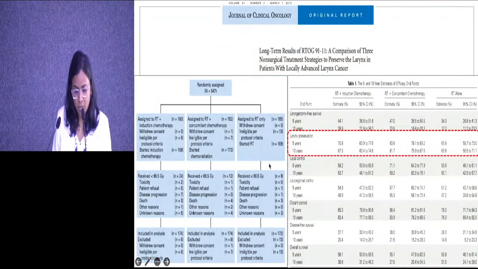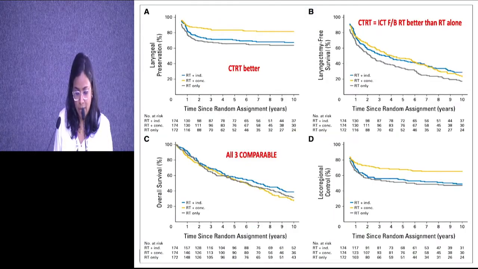But ultimately what they looked at 5 years and 10 years is that although your larynx preservation was much better when you give concurrent radiotherapy, and that is why we follow this quite often in our day-to-day practice, at 10 years and also at 5 years, there was not much difference in the survival. And there were multiple factors that they thought could be the contributing factors, and which is why, again, there are some concerns when we give patients chemoradiation and the toxicities related with it.